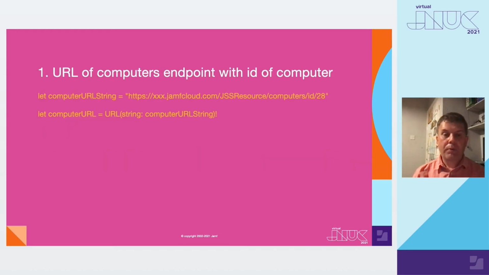So step one would be to create the URL, as we did before. We've got our JSS URL, JSS resource computers, but this time we appended ID and we named the ID. So whatever computer is ID 28, and we convert that to URL. So that's step one.